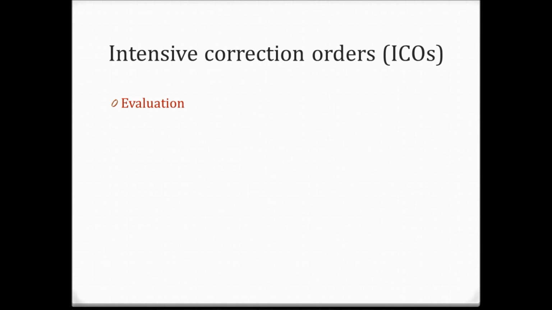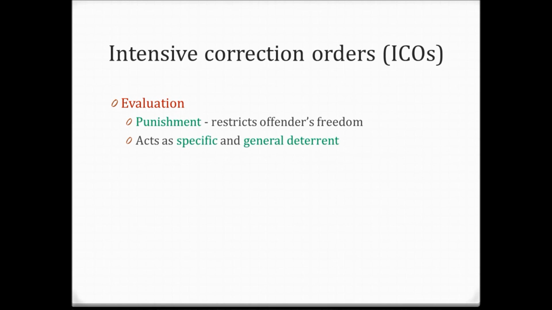In terms of how intensive correction orders meet the aims of criminal sanctions, they're good for punishment because they restrict the offender's freedom. They can act as a specific and a general deterrence, again because the offender won't want to go back on an ICO, and also the community is deterred because they won't want to go on to intensive correction orders. The aim is to prevent the offender from reoffending, so they do serve as a form of protection because their time is taken up.